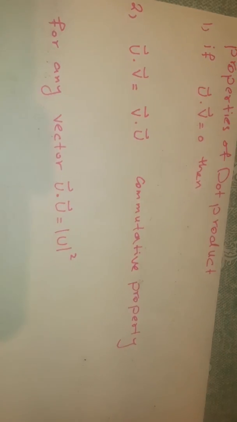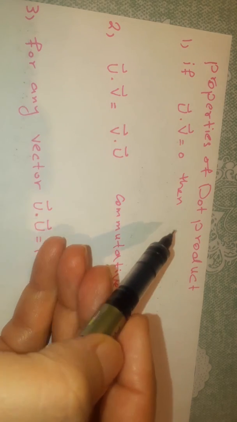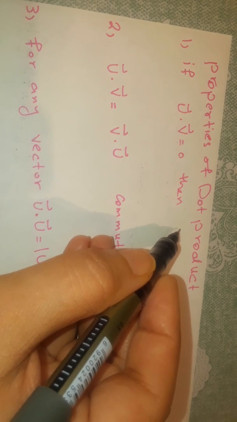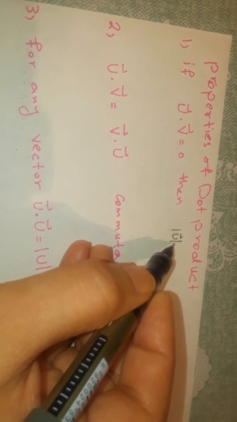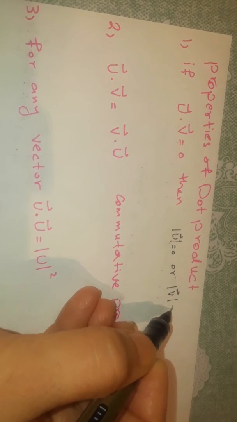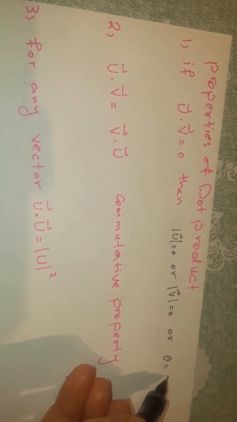So next thing we want to do: properties of the dot product. If U dot V is 0, then what do we conclude? The magnitude of U is going to be 0, or the magnitude of V is going to be 0, or the angle between them is going to be 90 degrees.